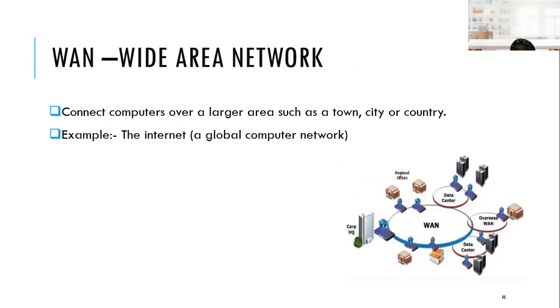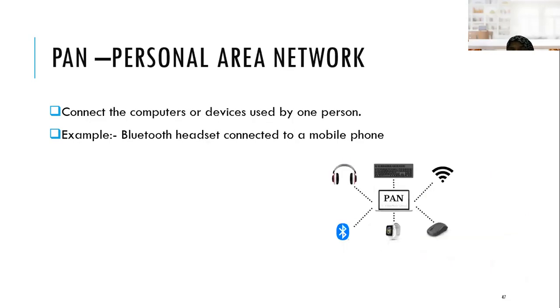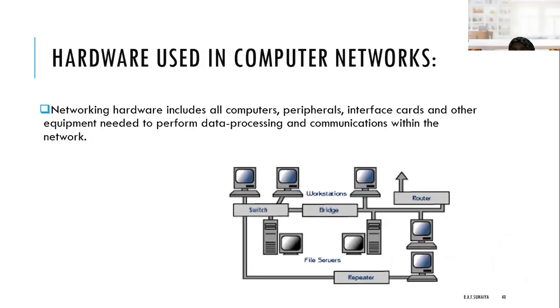Wide area network, WAN, connects computers over a large area such as a town, city, or a country. Example, the internet, a global computer network. PAN, personal area network, connects the computers or devices used by one person. Example, a Bluetooth headset connected to a mobile phone.